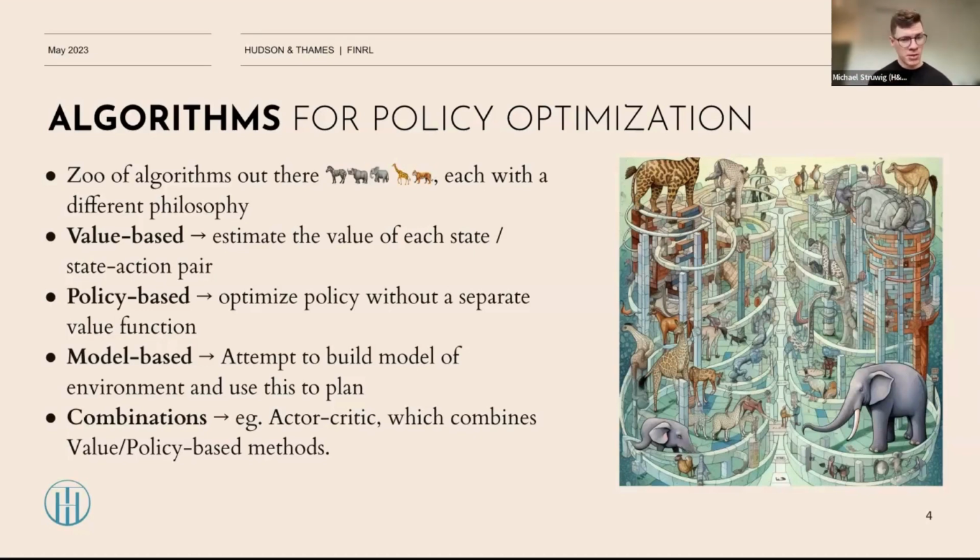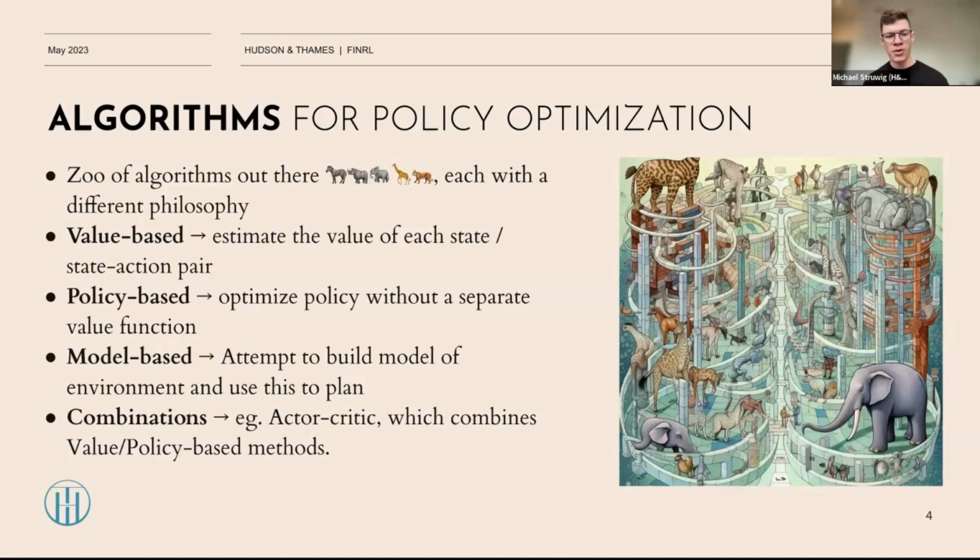And then you get model-based. This is quite interesting, especially in the world of robotics, where the agent will attempt to build a model of the environment and then use this to plan. And then, of course, you start marrying them. So you get actor-critic philosophies, which combine both the value and the policy-based methods.